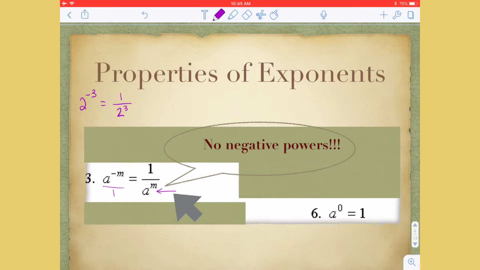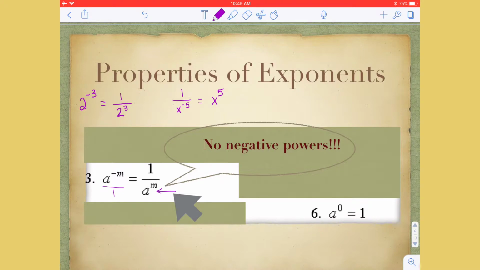If I have something that's already in a fraction form, maybe I have 1 over x to the negative 5 power, because that's already in a fraction form and it has a negative exponent, since the value is in the denominator, I'm going to move it to the top, and that is when it will become positive.